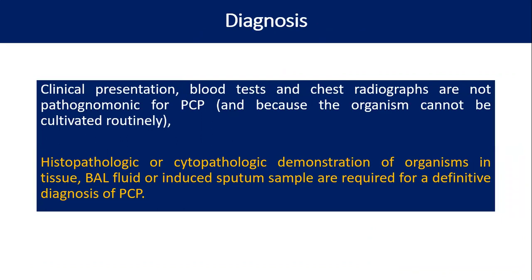So the diagnosis basically depends on clinical presentation, blood tests, chest X-ray, etc. But chest radiographs are not pathognomonic of PCP because the organism cannot be cultivated routinely. So it is basically on a presumptive basis we start treatment. Now, for confirmation, we need histopathologic or cytopathologic demonstration of the organism in tissues or in the bronchoalveolar lavage fluid or induced sputum samples for a definitive diagnosis of PCP. But for practical purposes, it is based on clinical presentation and the combination of signs and symptoms and investigation. We start on clinical ground.